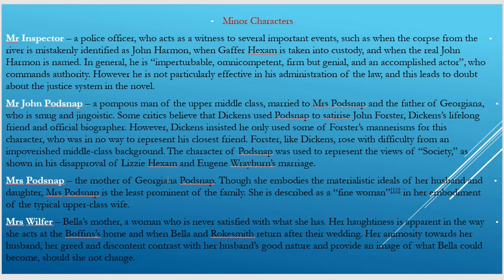Mrs. Podsnap, the mother of Georgina Podsnap, embodies the materialistic ideals of her husband and daughter, so she is also very materialistic. Mrs. Wilfer, Bella's mother, is a woman who is never satisfied with what she has, and her haughtiness is apparent in the way she acts at Boffin's home. And when Bella and Rokesmith return after their wedding, her animosity towards her husband, her greed and discontent, contrasts with her husband's good nature. So she is always unsatisfied.